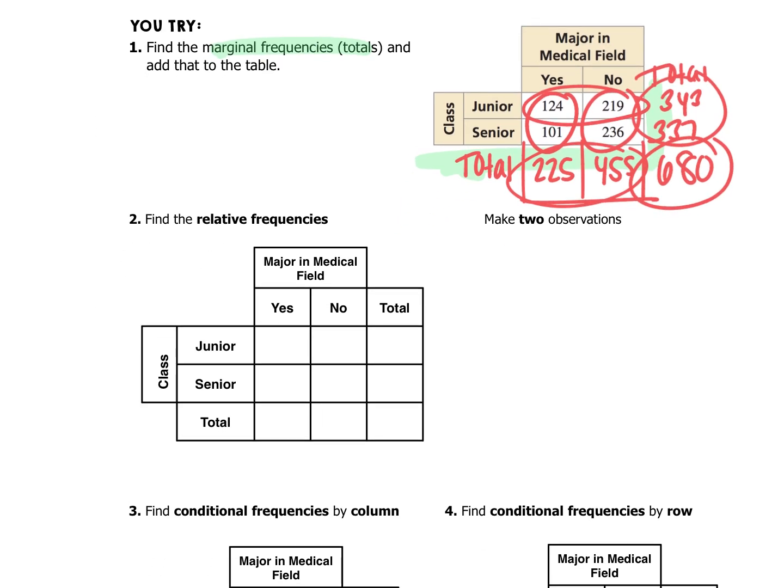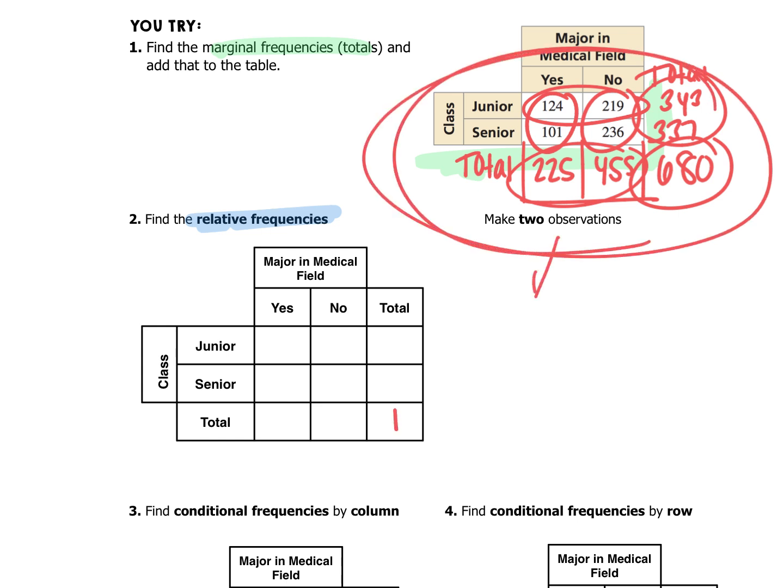Relative frequencies, you have to remember what each one of these things are. Relative frequencies are you divide each number by the total. So we're going to divide everything by that 680. So I already know 680 divided by 680 is 1. Now you just take everything in this chart up here, every single thing, and divide by the total and put it in this chart. So 124 divided by 680 is 0.18. 219 divided by 680 is, I typed it wrong, 0.32.